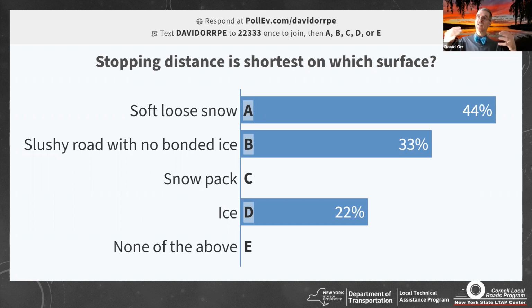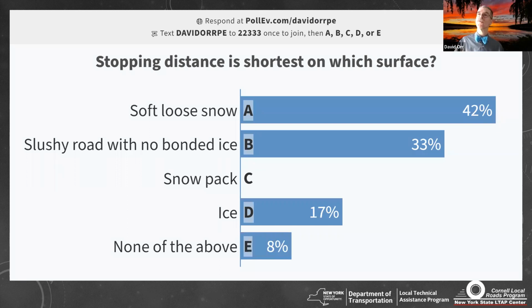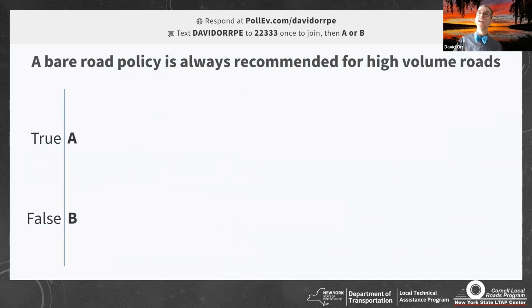But think about the fact that as ice forms, obviously it's going to get longer distances, and we want to be aware of that. So a slushy road with no bonded ice or soft loose snow can actually get pretty slippery. But slushy road with no bonded ice would be my first choice. Snowpack would be second. Soft loose snow depends on the type of snow, actually.